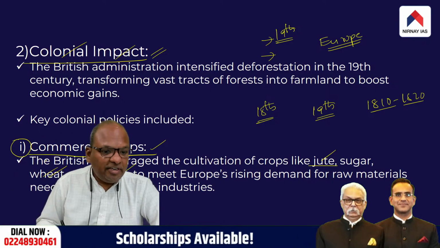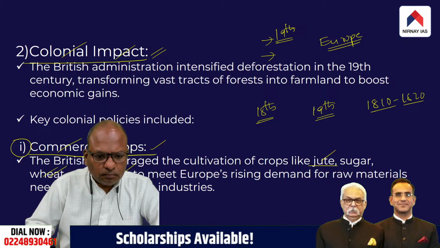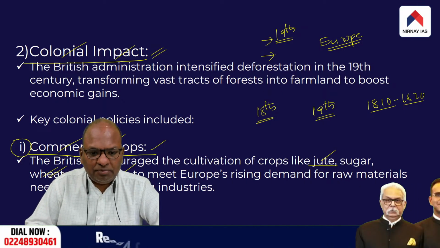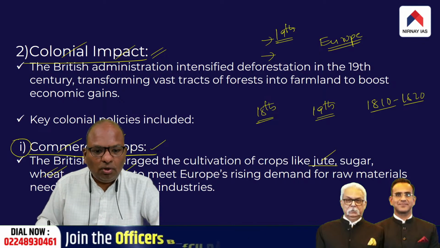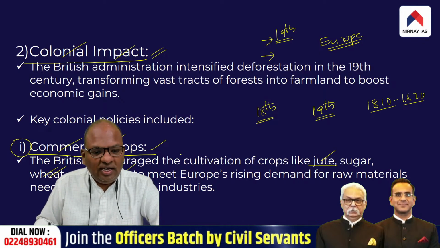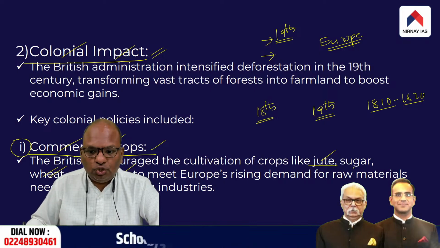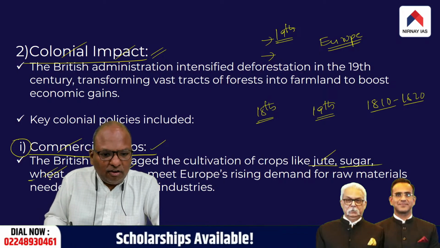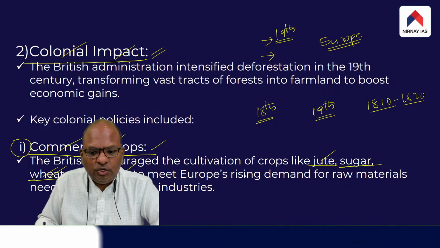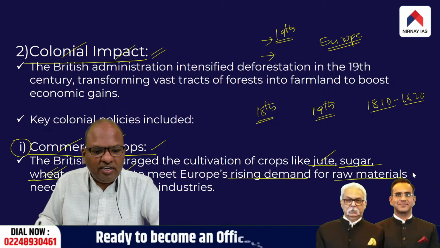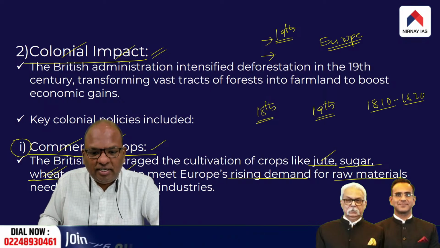So the point is the British forced commercial crops on the Indians. The British began forcing the Indians to carry out the cultivation of commercial crops like jute, sugar, wheat, cotton, etc., to meet Europe's rising demand for raw materials which were needed for its growing industries.